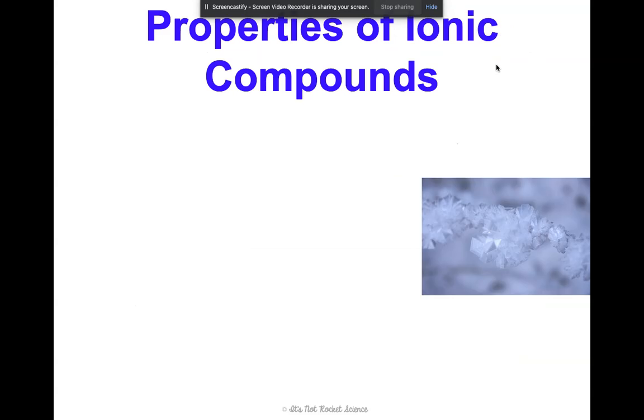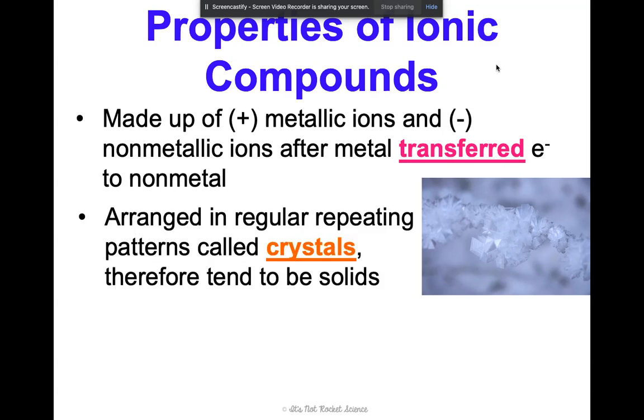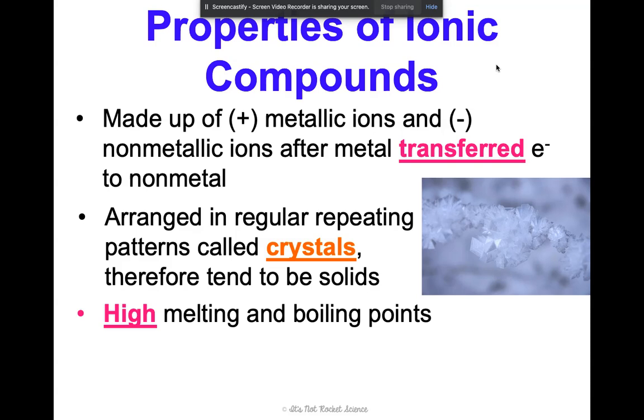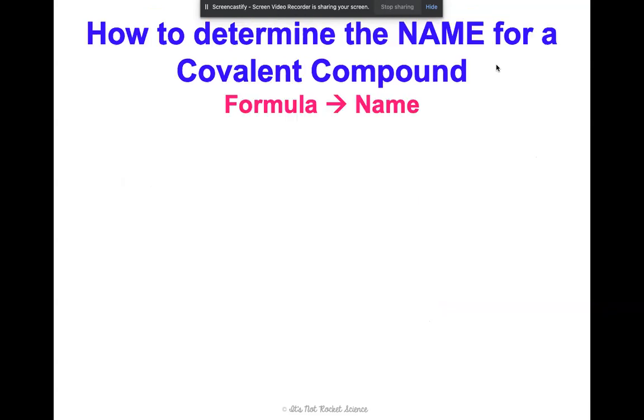As far as ionic compounds go, they're made up of positive metallic ions and negative non-metallic ions after the metal transfers electrons to the nonmetals. And this is what we've been focusing on the last week. This is arranged in regular repeating patterns called crystals. Therefore, ionic compounds tend to be solids. They have high melting and boiling points, and they can conduct electricity when dissolved in water. Perfect example would be NaCl, sodium chloride. Table salt is a solid. When it's dissolved in water, you actually can conduct electricity.